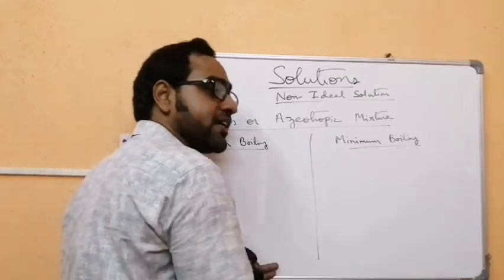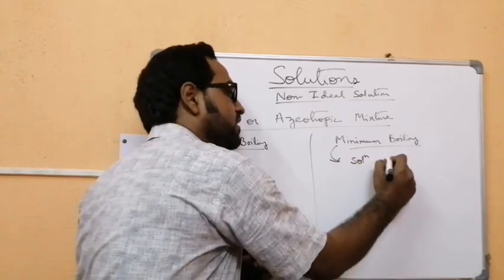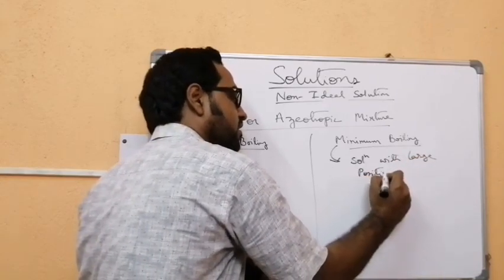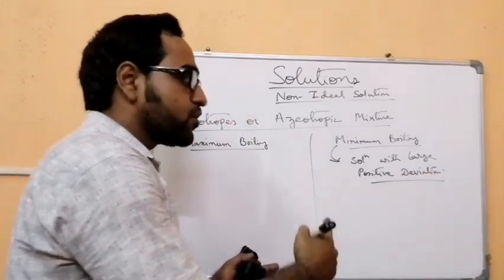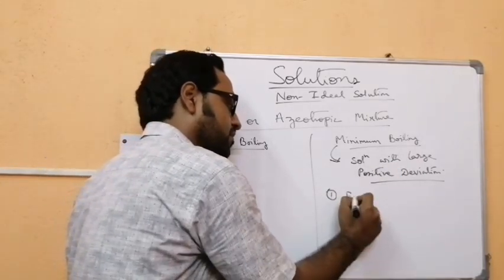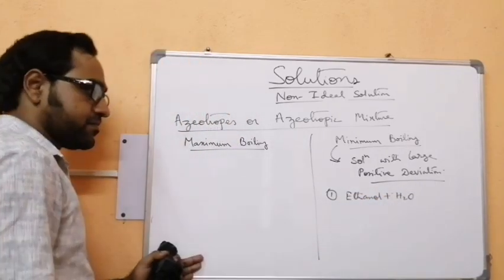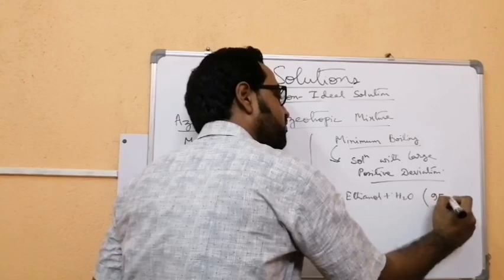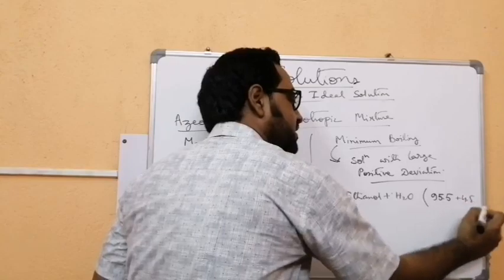For example, minimum boiling azeotropes are shown by solutions with large positive deviation. For example, ethanol water, the ratio is 95.5% ethanol and 4.5% water.